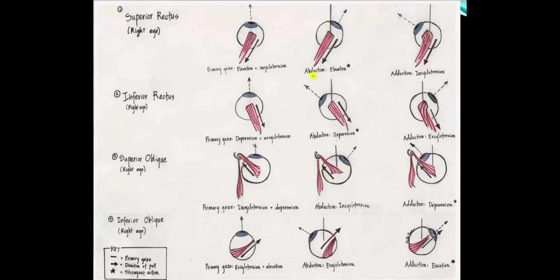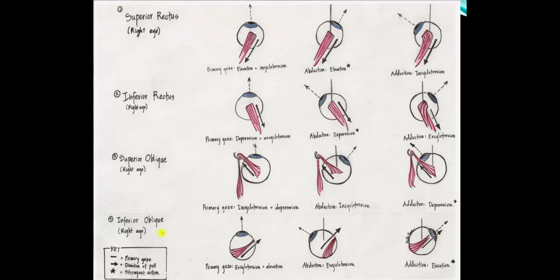Okay, so the strongest action, again, we're looking on top of the right eye, is when the eye is looking out: the superior rectus is very strong to elevate your eye. But if you're looking around and you're looking now towards the left, then the superior rectus has a function to incyclotort the eye. Notice that incyclotorsion of the superior rectus is when the eye is looking towards the nose. Incyclotorsion of the superior oblique is when the eye is looking out.